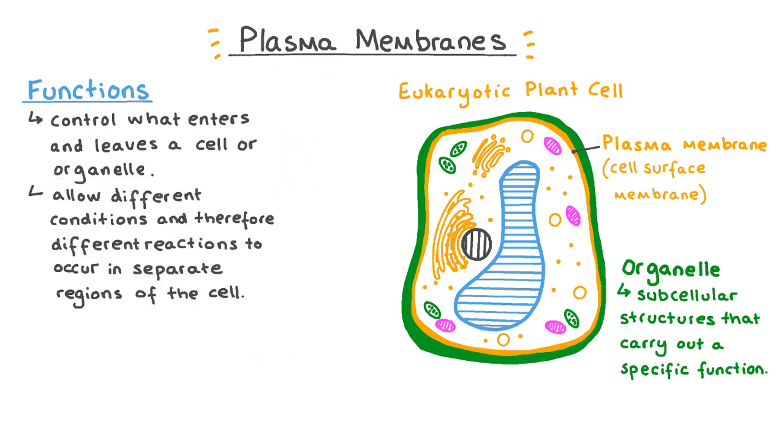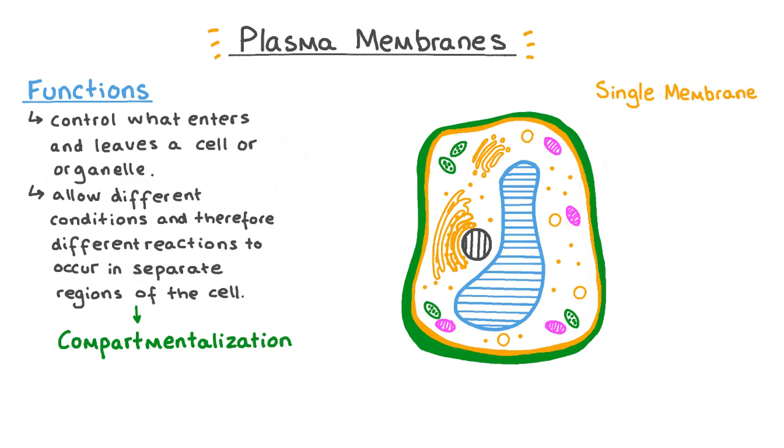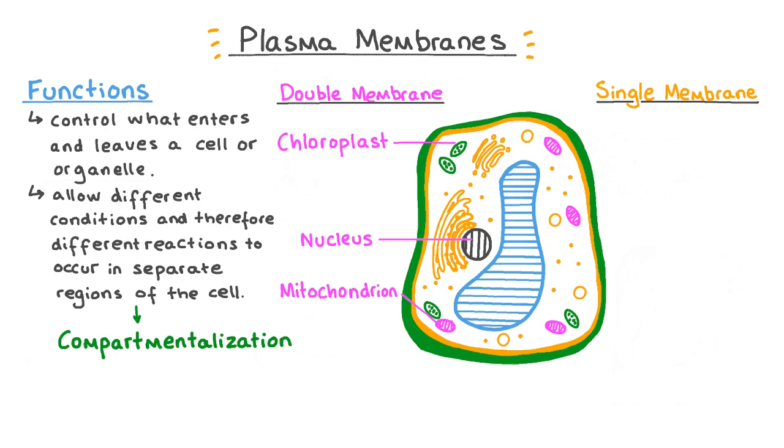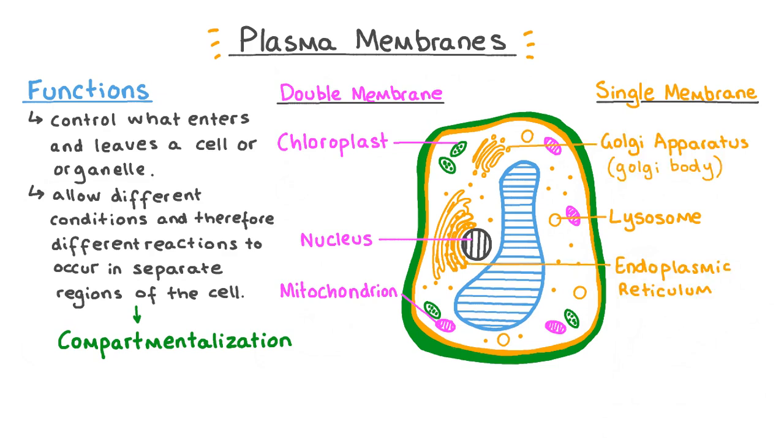The membranes that surround certain organelles allow different conditions and therefore different reactions to occur in separate regions of the cell. This separation of cell components is called compartmentalization. The membranes that surround certain organelles may be a single layer or be made up of two layers, referred to as a double membrane. Organelles that have double membranes include the nucleus, mitochondria, and chloroplasts. Organelles that have a single membrane include lysosomes, the endoplasmic reticulum, the Golgi apparatus, which is sometimes called the Golgi body, and even the large permanent vacuoles that are found in plant cells.